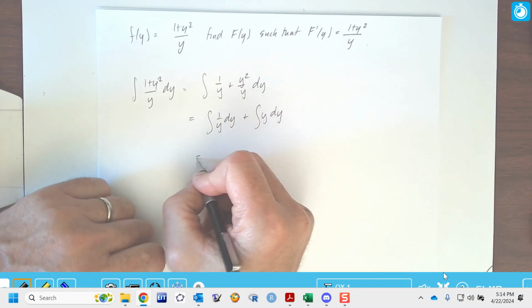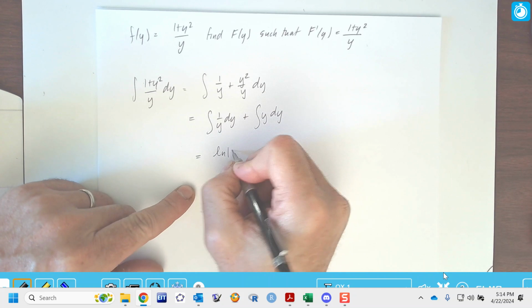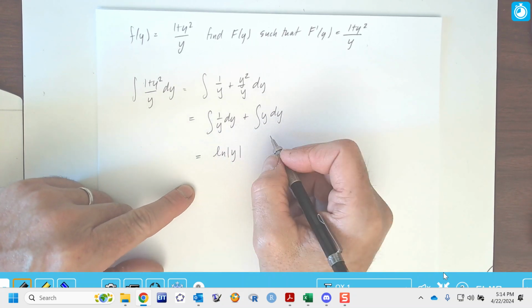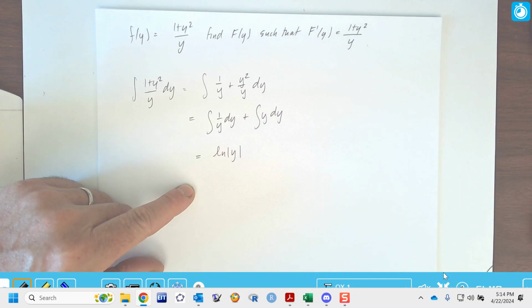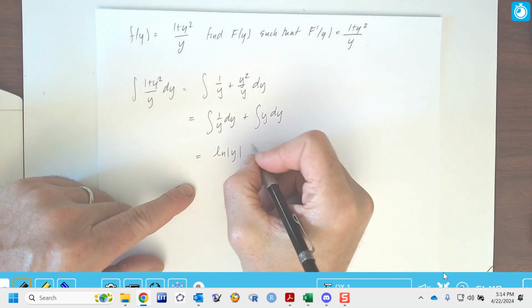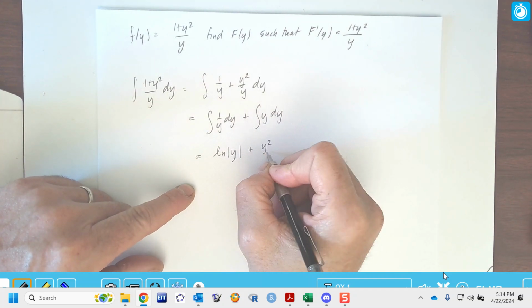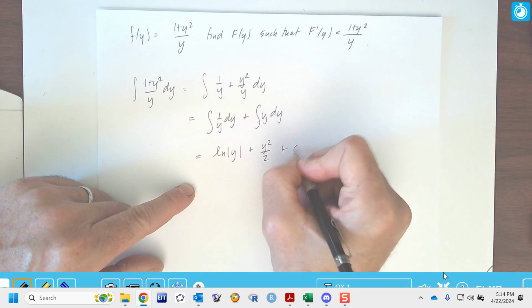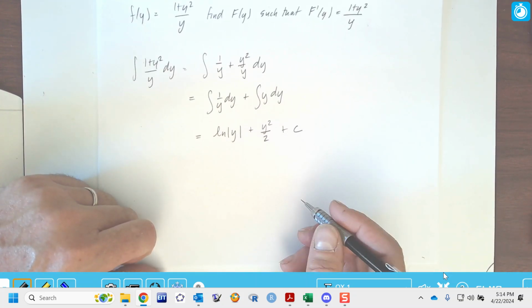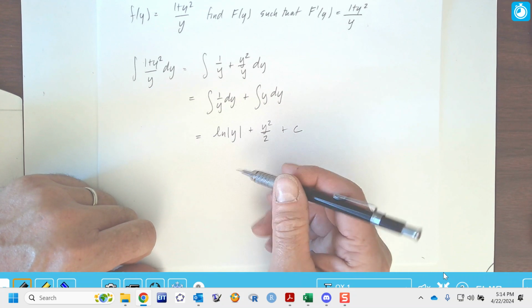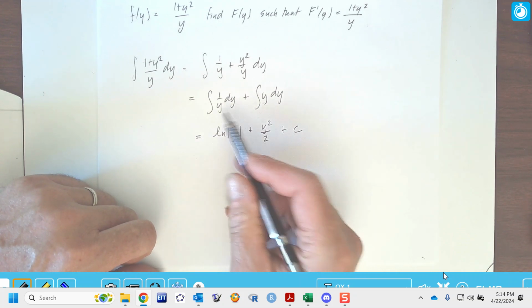So splitting it up using the sum rule. And then 1 over y, of course, is the natural log of the absolute value of y plus constant. And the integral of y is going to be, let's see, y squared over 2, right? And since both of them have a plus c, we put a plus c on the end. And checking it, of course, you'll find exactly what you think.